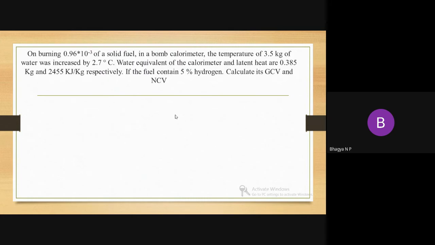So the next problem is on burning 0.96 into 10 to the power of minus 3 kg of a solid fuel in a bomb calorimeter, the temperature of 3.5 kg of water was raised by 2.7 degrees Celsius. Water equivalent of calorimeter and the latent heat are 0.385 kg and 2455 kilojoule per kg respectively. And the fuel contains 5% of hydrogen, and from this data we have to calculate GCV and NCV value.